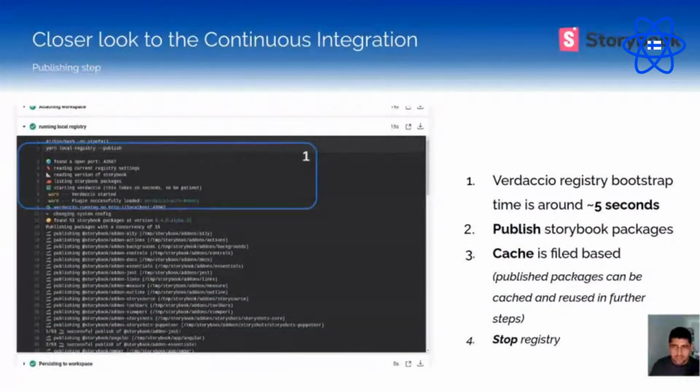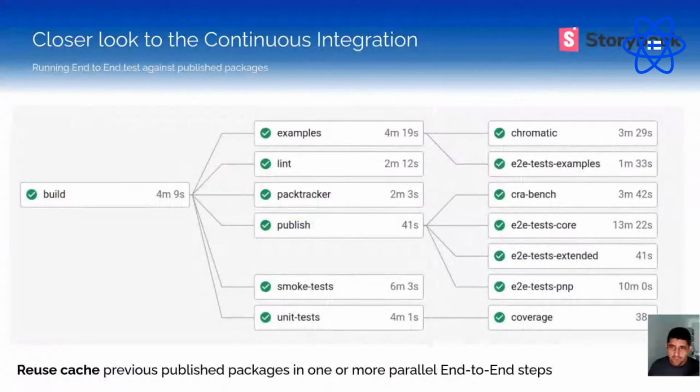Looking in more detail at this step, you can see they can run Verdaccio on any port you choose. By default it is 4873. They publish all the packages. They apply some optimizations because they have so many packages, and they only want to publish 15 in parallel. And they stop the registry. So let's go one more step. Here we have the whole workflow, and again, they publish.